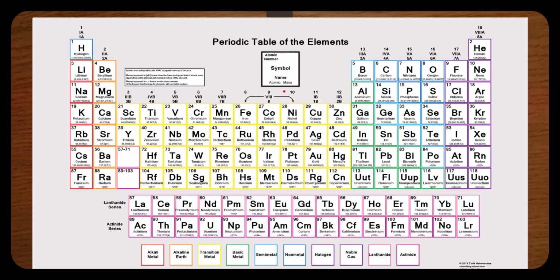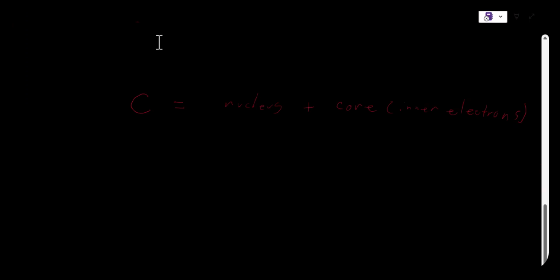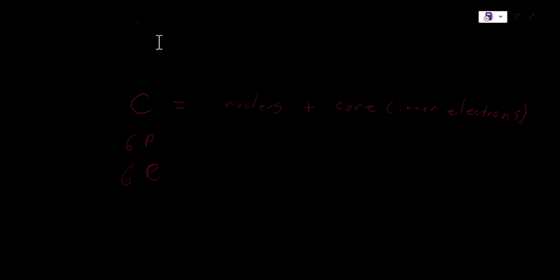Carbon on the periodic table is right here, and it has atomic number 6. It's in the second period, and it's in group 4. This tells us a lot of information. With the atomic number 6, it tells us that it has 6 protons, 6 neutrons, and 6 electrons. So the nucleus would be in the center, and it would have 6 protons and 6 neutrons.